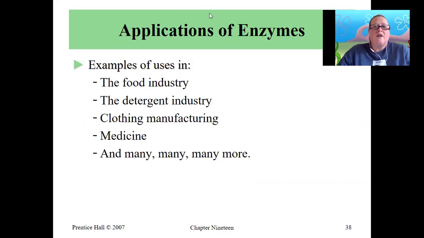So I'm going to talk about some examples of enzyme use within the food industry, with detergents, clothing manufacturers, manufacturing and textiles, and in particular medicine, which many of you who are going into a medical field are probably going to feel is the one most applicable to you. Continued studies in pharmacology classes or things like that may come back to talking about the role of enzymes in diagnostic tests and also therapeutic uses of enzymes in medicine.